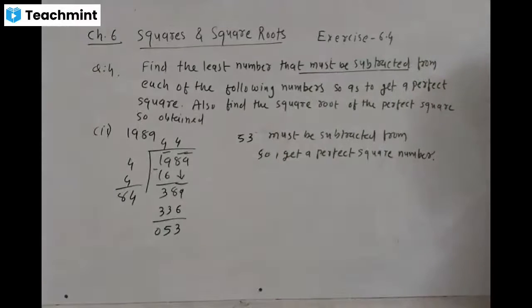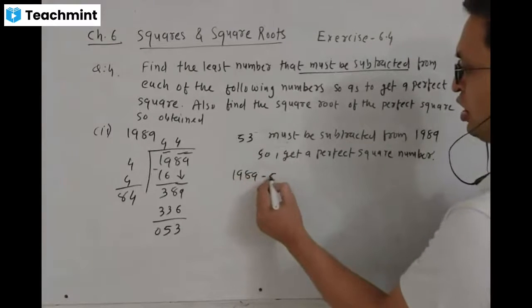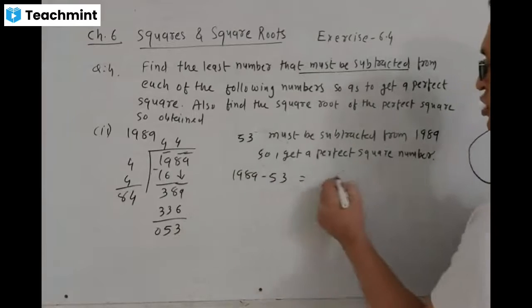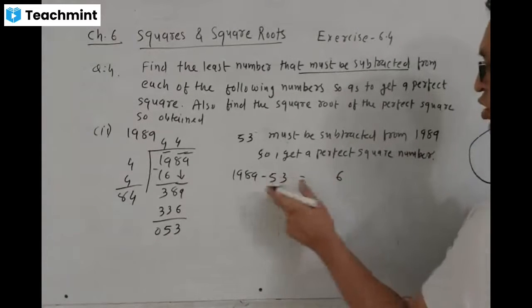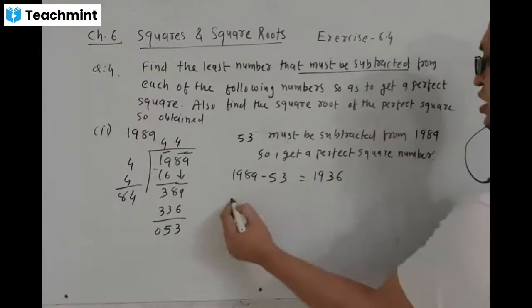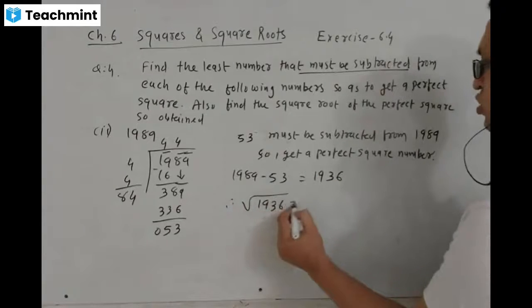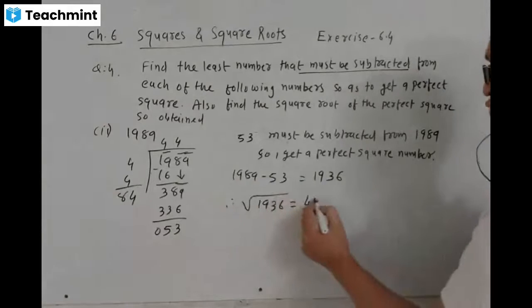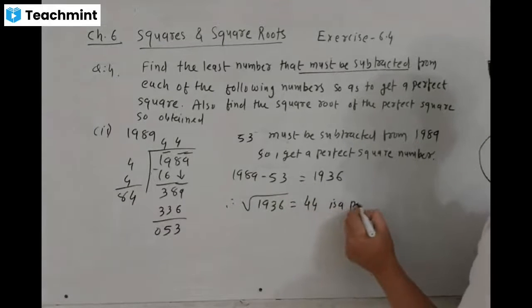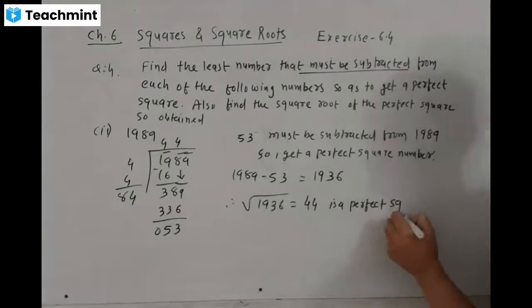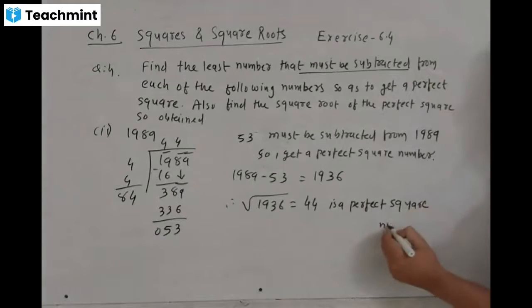Therefore 53 must be subtracted from the number 1989. So we get a perfect square number. So 1989 minus 53 is equal to 1936, and the square root of 1936 is equal to 44, a perfect square number. Okay, clear?